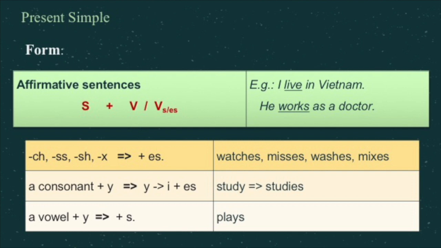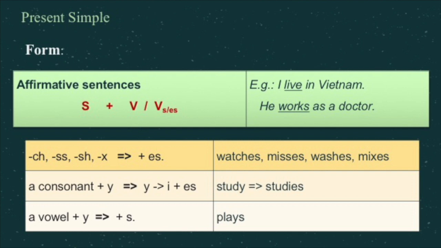Now, let's move on with the form of present simple. In affirmative sentences, câu khẳng định, if the subject, chủ ngữ, is I, we, you, they, or two or more than two things or people, we use a verb pair, động từ nguyên mẫu, after the subject. If the subject is he, she, it, or one thing or one person, we add s or es to the verb. So, when do we add s and when do we add es?